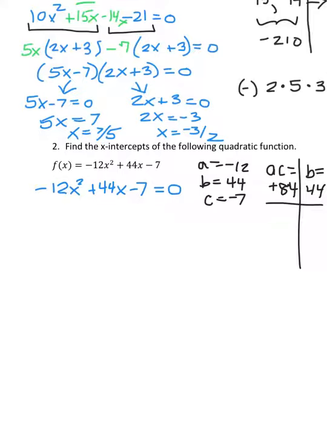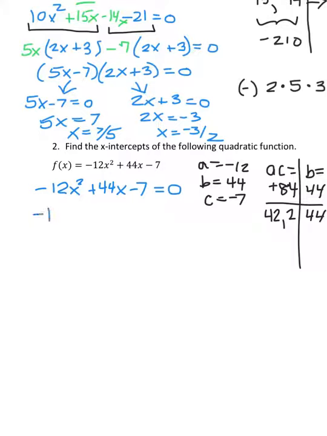And if you can't see that right away, you're going to take a real systematic approach: 84 times 1, 42 times 2, etc., and go all the way down. But I'm going to cut right to the chase. And we've got 42 times 2. It's going to give you the positive 84, and they sum to 44. Now we're going to replace our 44x here with the sum of 42x plus 2x. Doesn't matter which order you put them in.